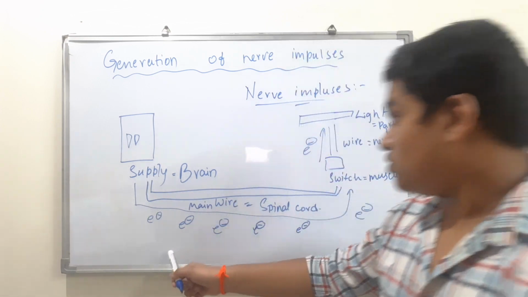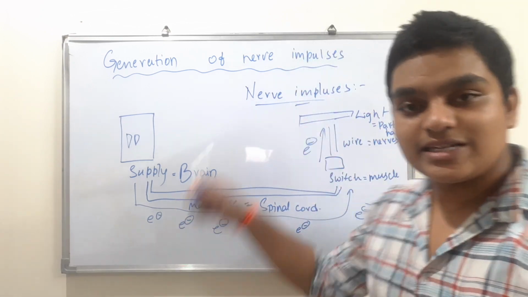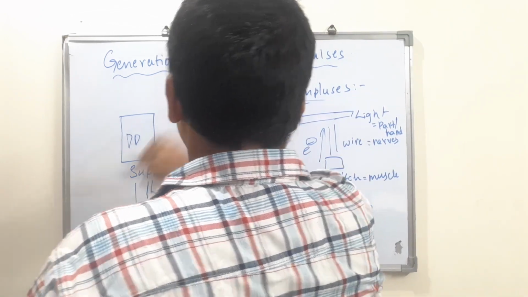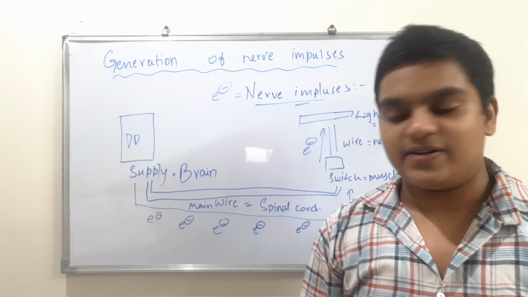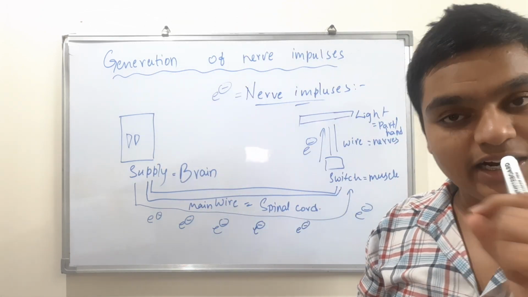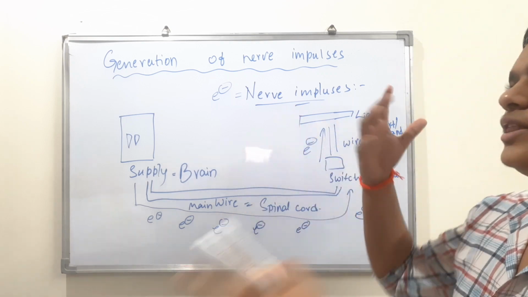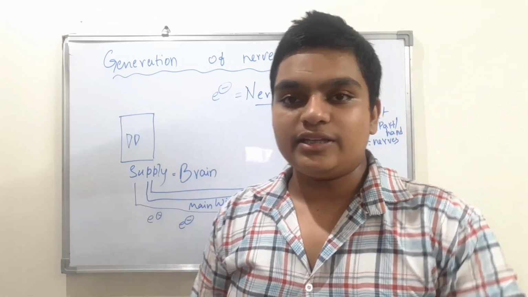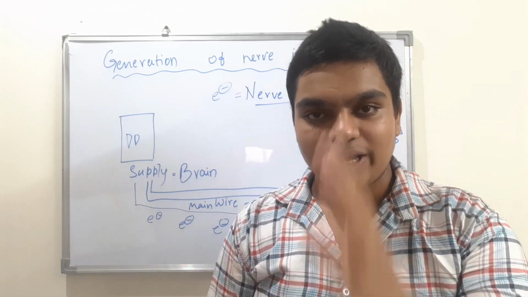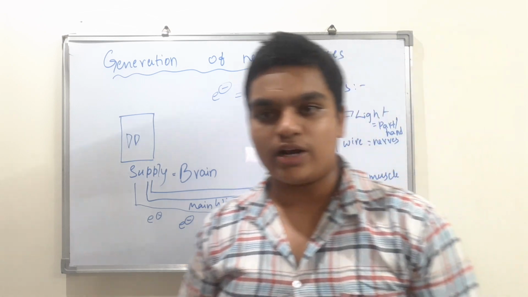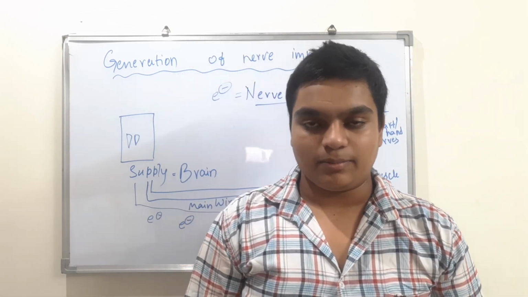So these electrons are nerve impulses. Electrons themselves are nerve impulses. Understand it very carefully. If you understand this, you can think about what is actually happening in our nervous system. Here the thing is, you wanted to make the bulb glow in order to study. For studying you require light, so you want to make the bulb glow.